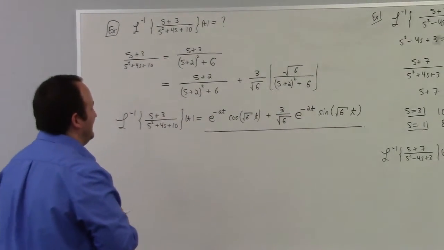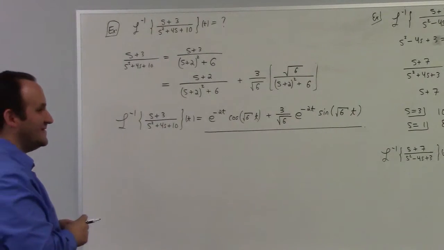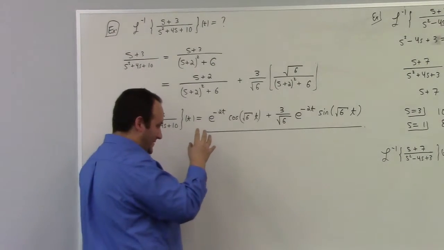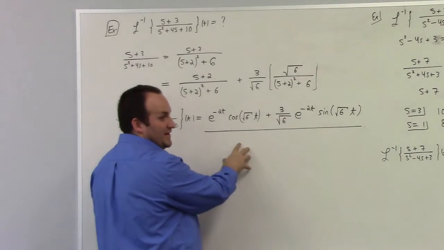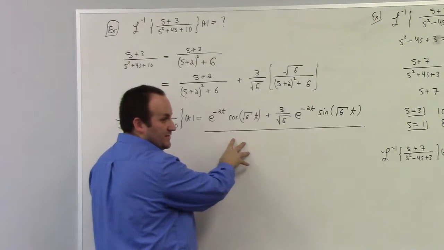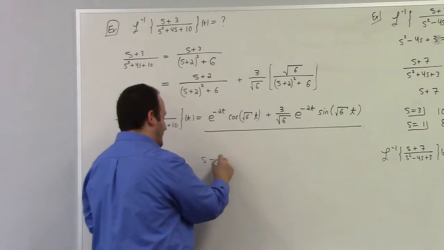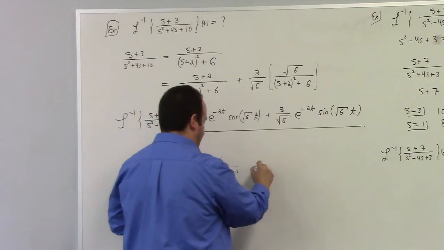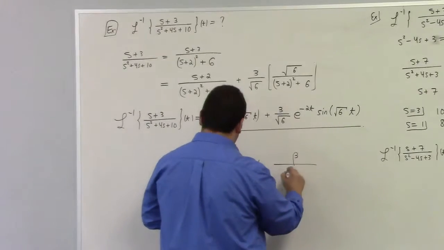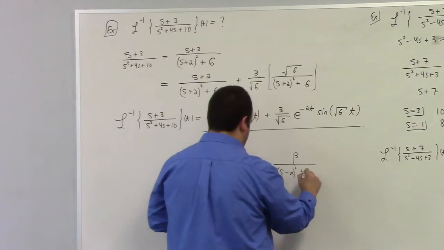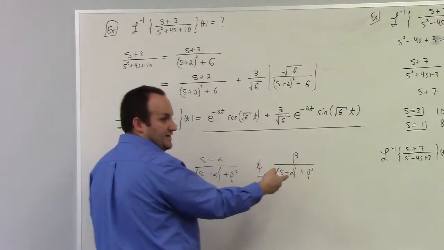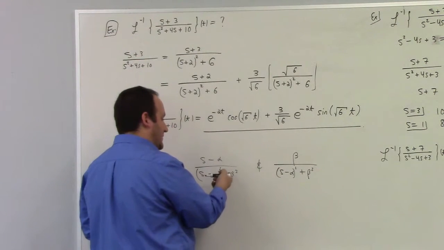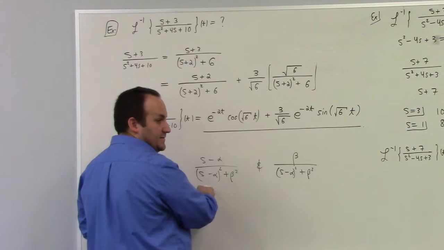So you've got to think about what I did and why I did what I did. It's all about the table. It's all about the end game. You know how to inverse transform exponential times sine, exponential times cosine. What are the patterns you're looking for? You're looking for something of the form s minus alpha over s minus alpha squared plus beta squared, and also beta over s minus alpha squared plus beta squared. That inverse transforms to sine beta t times e to the alpha t. This inverse transforms to e to the alpha t times cosine beta t.